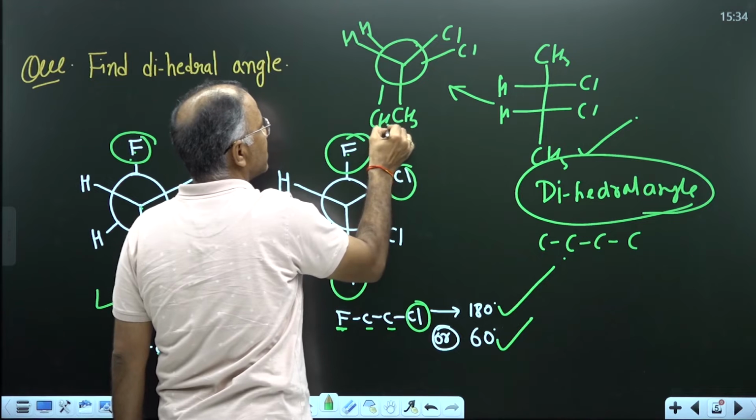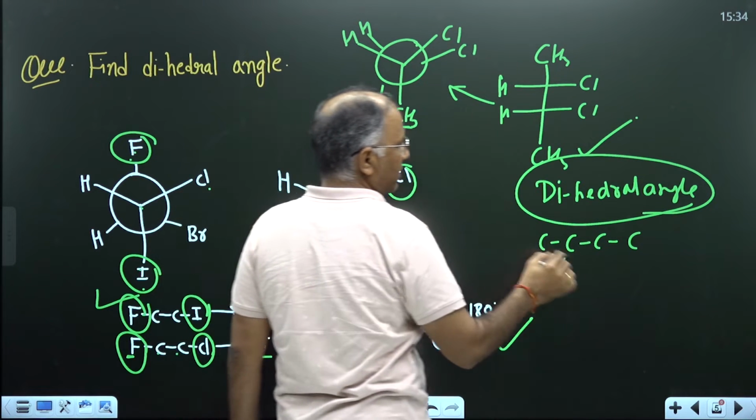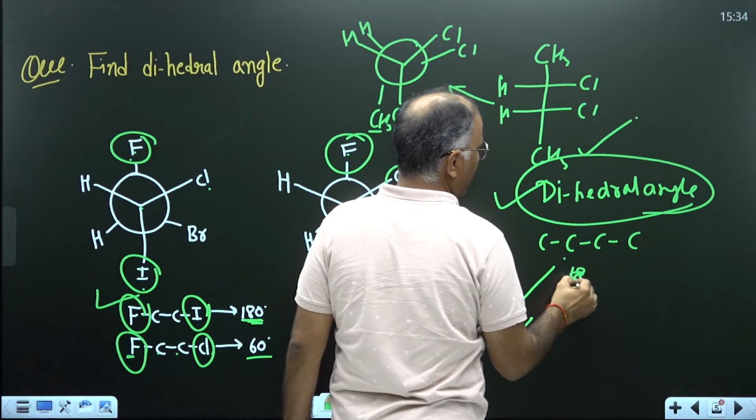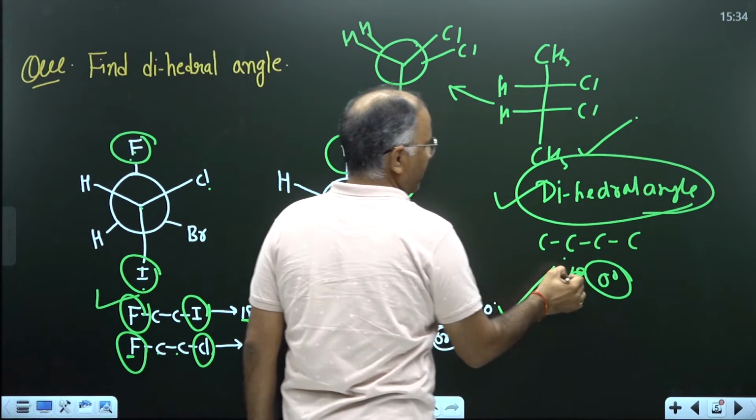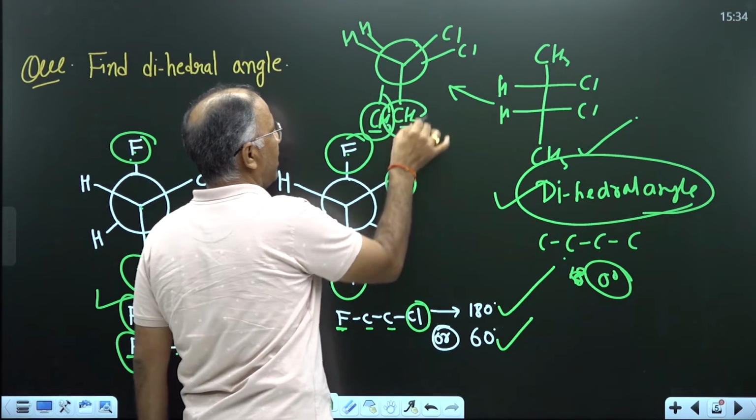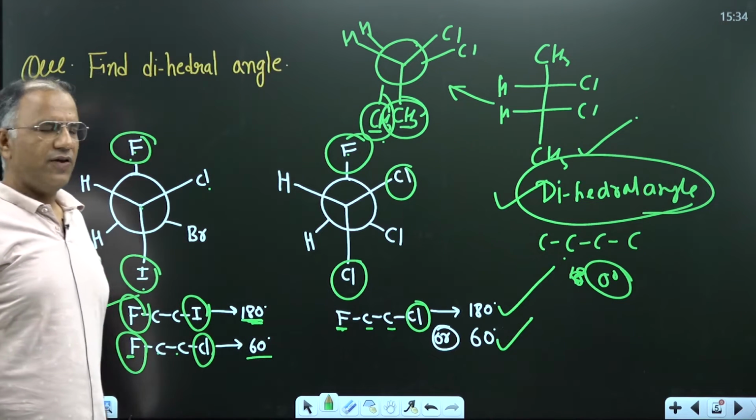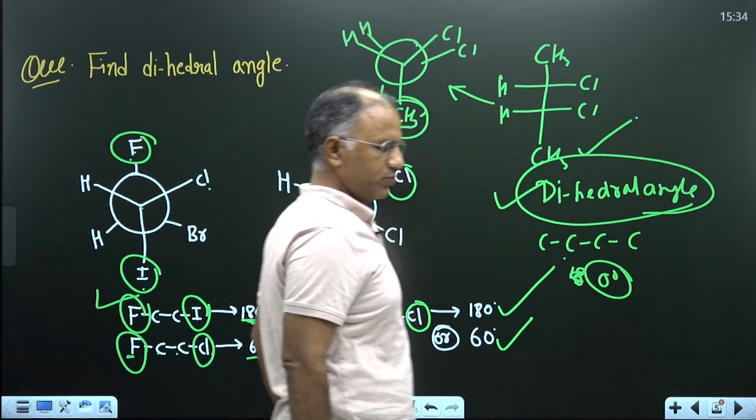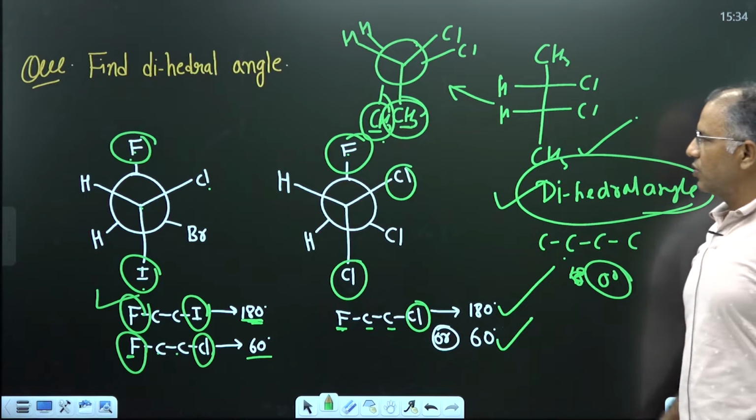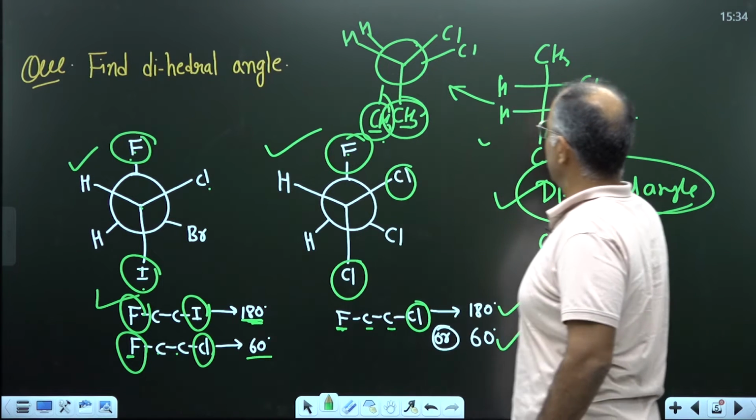This is the Newman projection. This is carbon, front and back side are carbon. This means the dihedral angle will be at 0 degree. Got it? These two carbons are parallel, which means it is a 0 degree. So the definition of dihedral angle is the angle between two specified groups in Newman projection. So write this example of dihedral angle, first example, second example, third example.